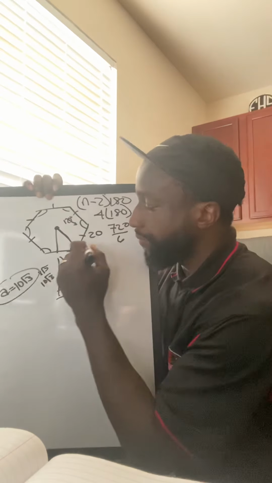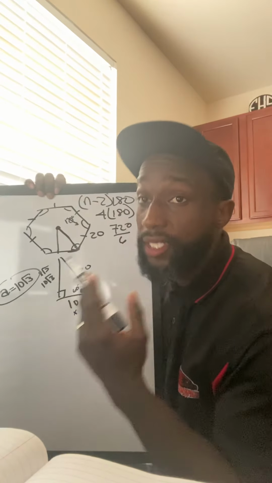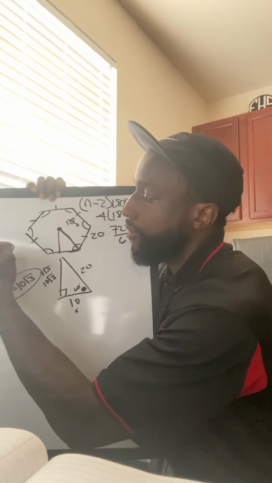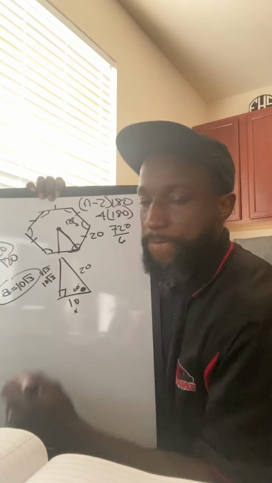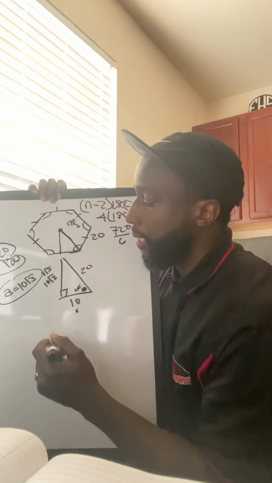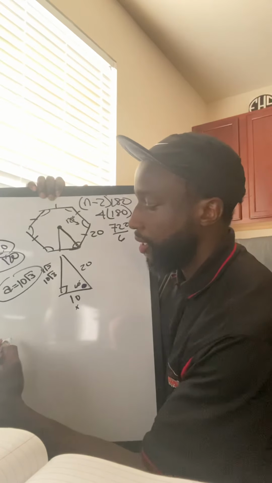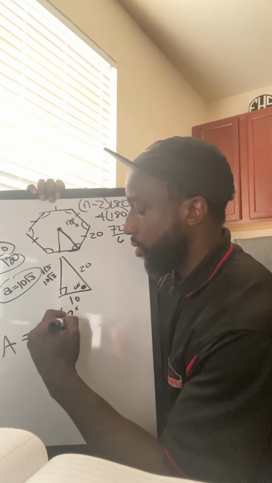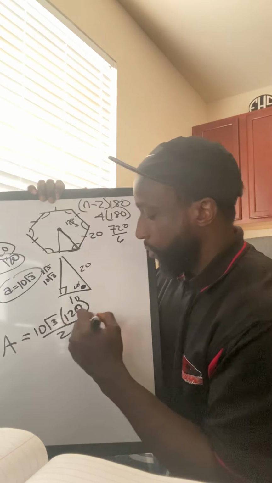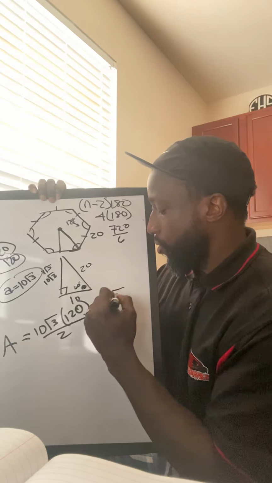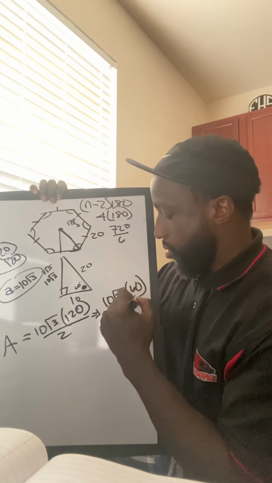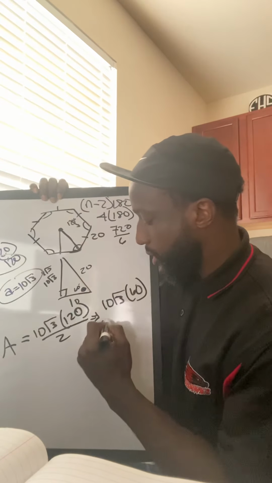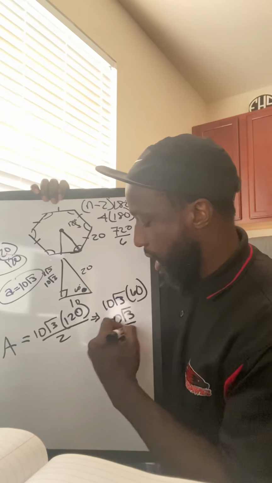Now we need the perimeter. Each side is 20, and there are 6 sides, so the perimeter is 6 times 20, which gives us 120. Then from here, we can put it into the equation. Area equals apothem 10 root 3 times 120 over 2, which is basically 10 root 3 times 60. When you do the math, you end up with 600 root 3 as the area.